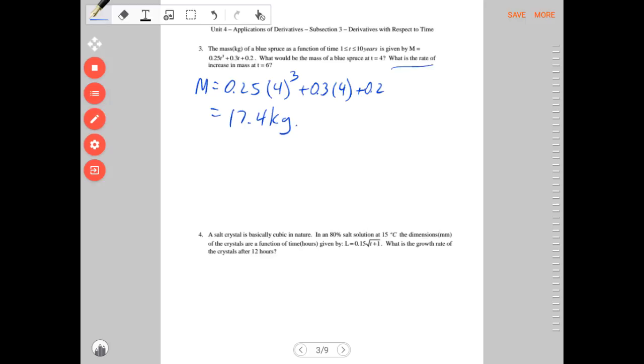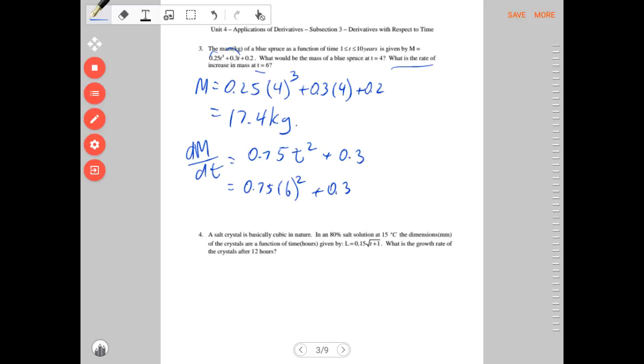The next one, though, says what is the rate of increase in mass? So that is dm dt. So we take the derivative of this. The 3 hops down, so 3 times 0.25 is 0.75t squared, plus 0.3, right? The t is only a 1, so it doesn't do much. And the derivative of 0.2 is nothing, so there you go. So there is our derivative, and now we want to figure that out at 6 years. So 0.75 times 6 squared plus 0.3.